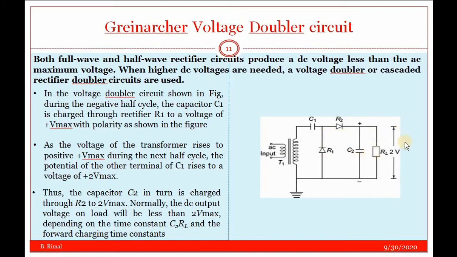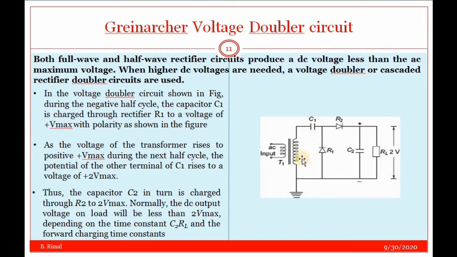The voltage across the output, that is across the load, will be 2 times the supply voltage V. If V is the supply voltage, then the voltage across the load will be 2V. So it is known as a voltage doubler circuit. In the voltage doubler circuit, consider a negative half cycle. During the negative half cycle, R1 is forward biased, so that C1 will be charged up to the voltage V through R1, and the polarity will be additive for the next half cycle.